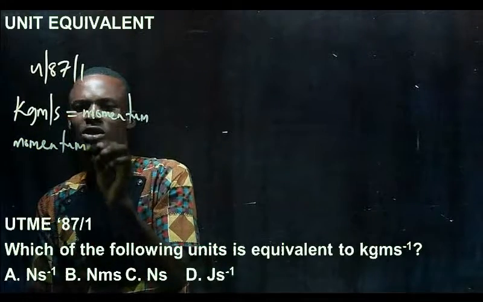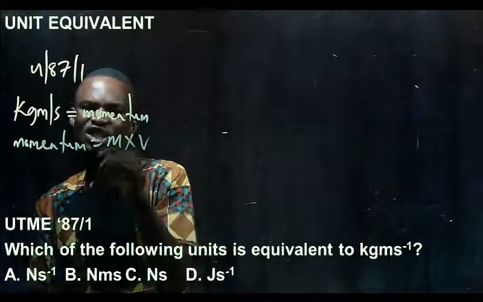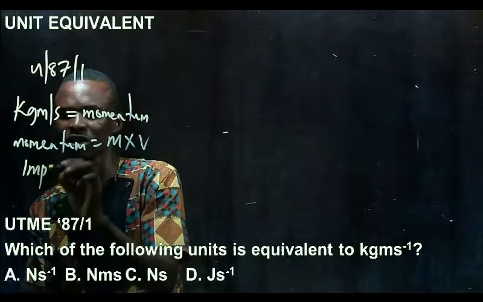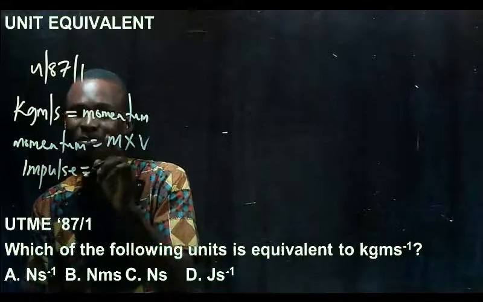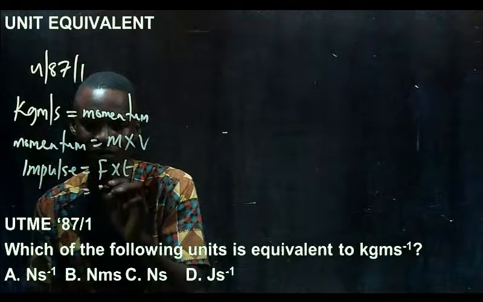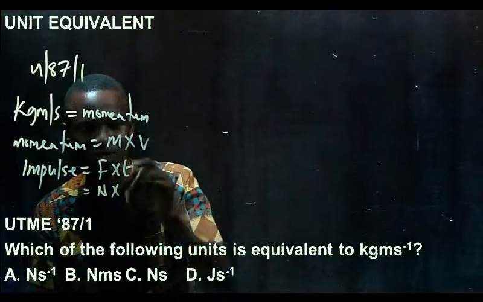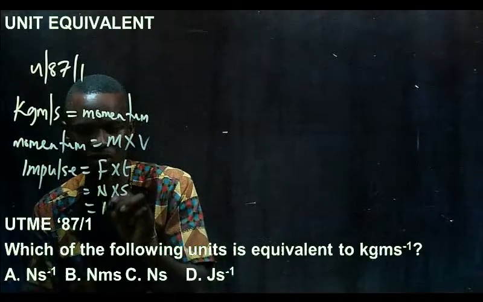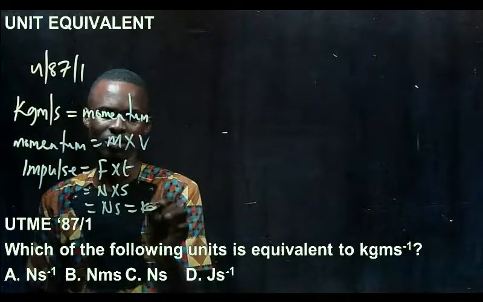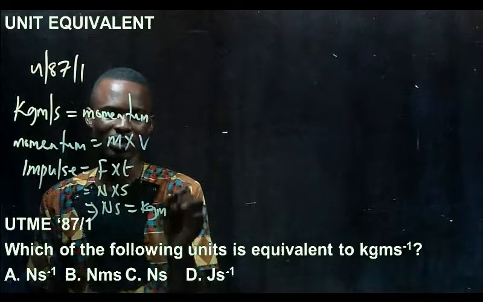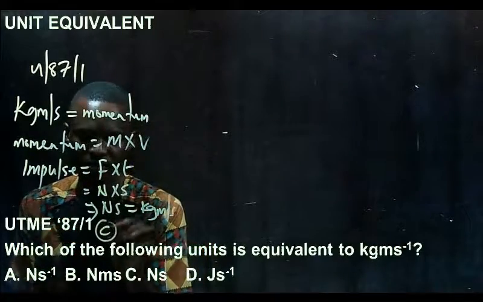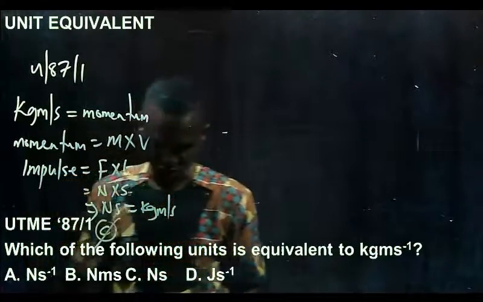Momentum is mass times velocity. Change in momentum is, of course, impulse, and impulse is force times time. The unit of force is Newton, and the unit of time is seconds, and that will give us Newton seconds. So the unit equivalent to kilogram meters per second is Newton seconds, which is option C. That's very easy. Option C.